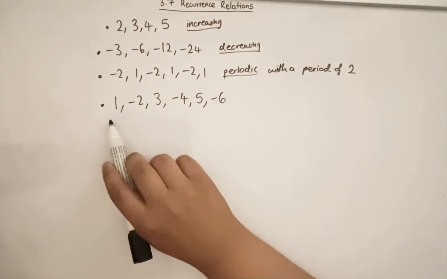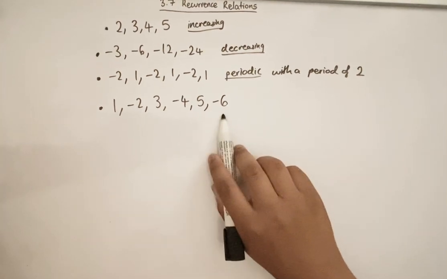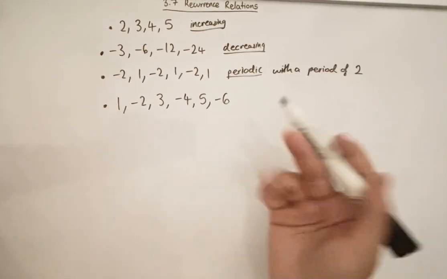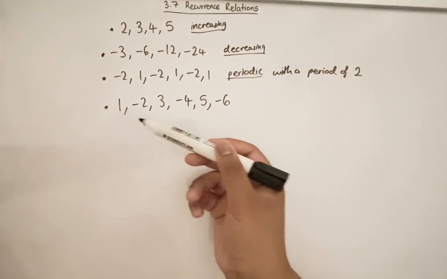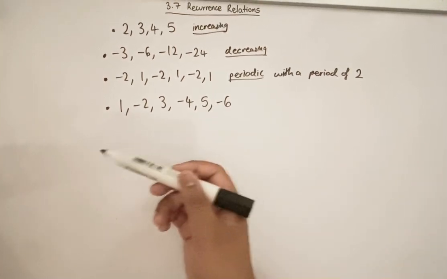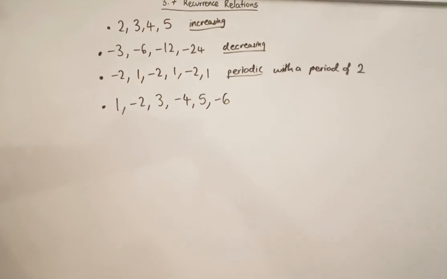For the last one, 1, -2, 3, -4, 5, -6, it's neither increasing, because the terms aren't getting larger as you go, it's not decreasing, because the terms aren't getting smaller as you go, and it's not periodic, because none of the terms are repeating. So it's neither increasing, decreasing, or periodic.